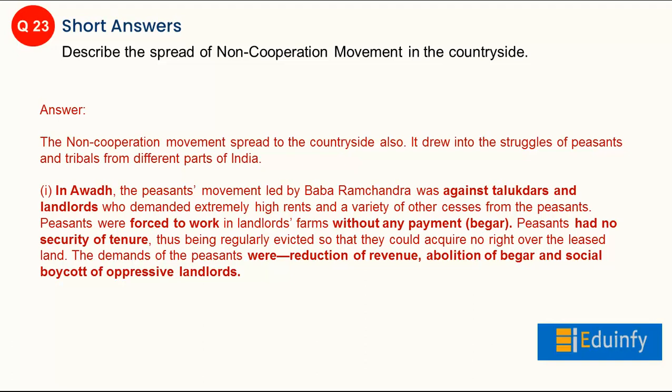Peasants were forced to work in landlord farms without any payment, that is begar. Peasants had no security of tenure, thus being regularly evicted so that they could acquire no right over the leased land. The demands of the peasants were reduction of revenue, abolition of begar, and social boycott of oppressive landlords.